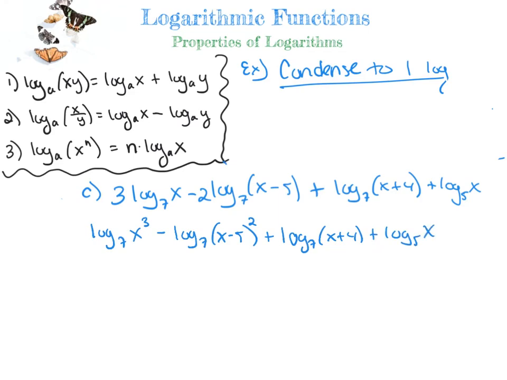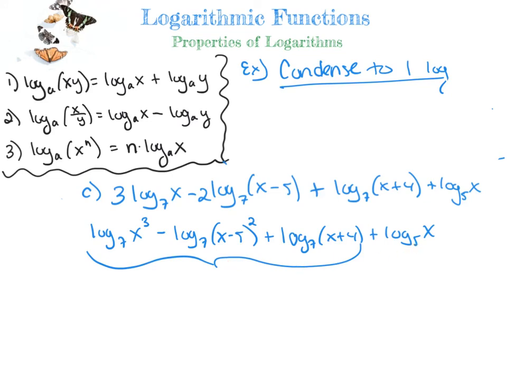Okay, here's why this is important. Log base 7, log base 7, log base 7 can all be condensed into a single log. But it's not really like terms, shall we say, with the log base 5. So the log base 5 is going to have to stay separated.